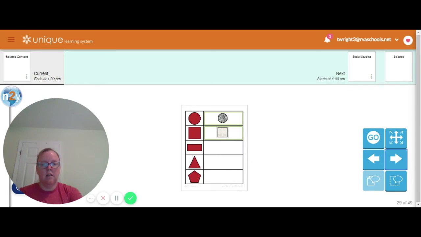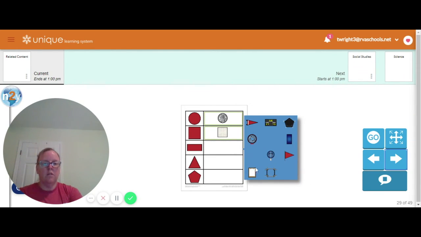All right. Rectangle. What looks like a rectangle here? I see 2 things that look like a rectangle. Right here and right here. Here, let's move this scoreboard over here.